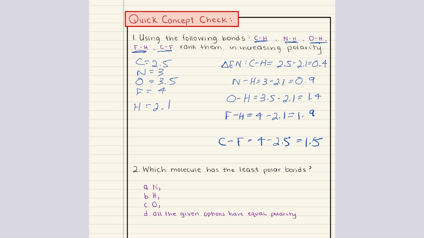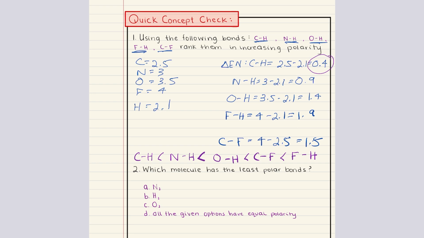Now, to rank them in increasing polarity, we want to arrange them from the smallest to the largest electronegativity difference. Our smallest electronegativity difference is going to be 0.4. That's associated with the carbon-hydrogen bond. Following that is the nitrogen-hydrogen bond. Following that is the oxygen-hydrogen bond. Then the carbon-fluorine bond. And then finally, the fluorine-hydrogen bond is the largest electronegativity difference.